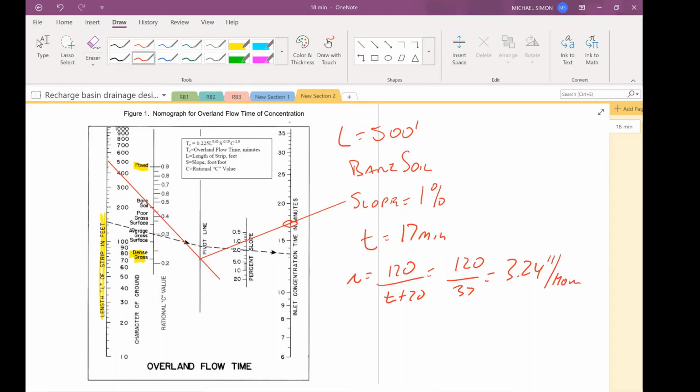All right, we'll come back and do more time of concentration problems. I want to take this time of concentration idea and bring it back to that last problem we were on, to finish out that storm drainage area.